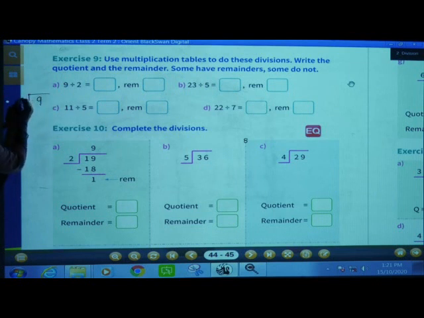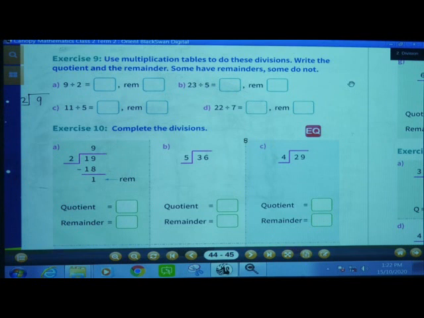9 divided by 2. Is 9 there in the table of 2? 2 ones are 2, 2 twos are 4, 2 threes are 6, 2 fours are 8 and 2 fives are 10. 9 is not there in the table of 2.